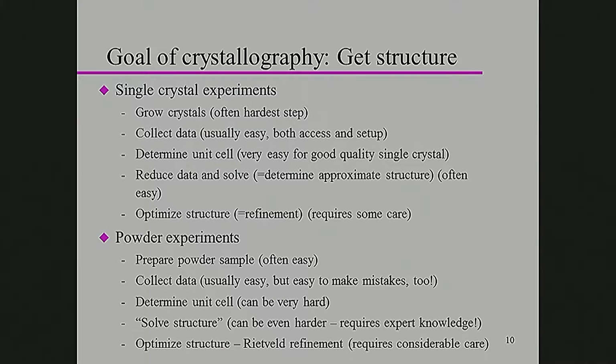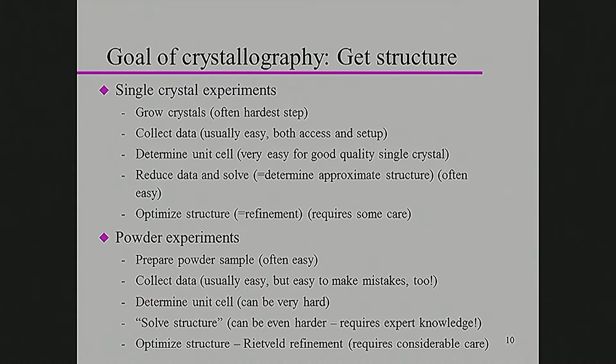How about powder? Well, preparing a powder sample is often very easy, right? Anybody ever got a precipitate in the lab? How hard is it to get that? Not hard, right? Collecting data, pretty easy. Take your precipitate, put it on a plate, stick it in a diffractometer. However, if you want to actually get something out of your data, it's also easy to make mistakes, okay? Determining the unit cell. If this is a material that is not known and you don't know what the unit cell might be, this can actually be quite hard. So that's a big difference from single crystal experiments, okay?